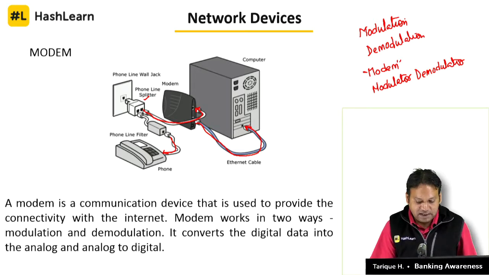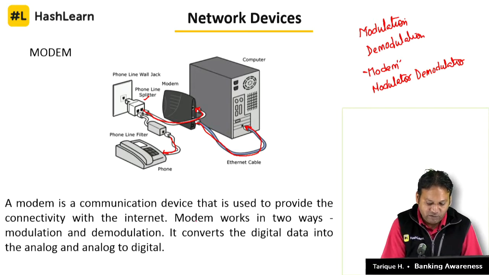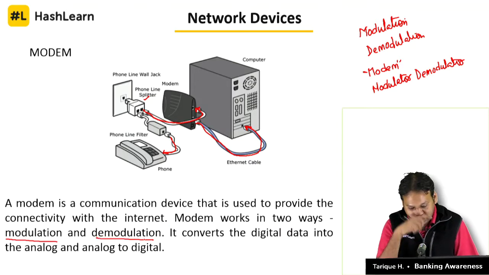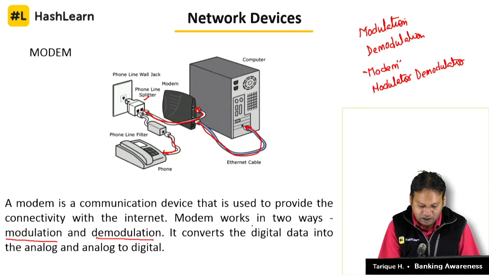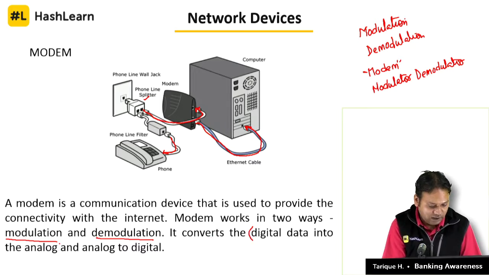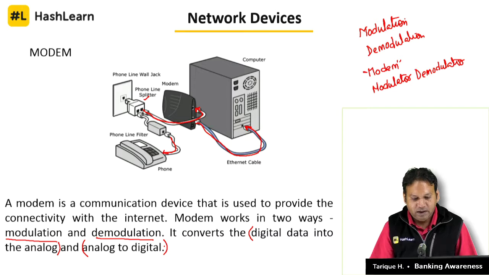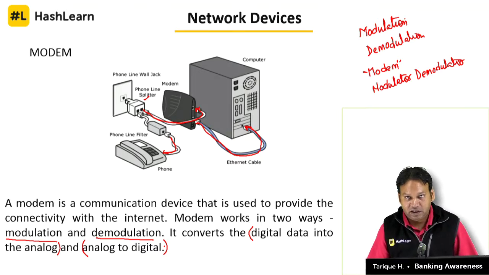A modem is a communication device that is used to provide connectivity with the internet. A modem works in two ways: modulation and demodulation. It converts digital data into analog and analog into digital. So what is the main job of a modem? Convert digital into analog and convert analog into digital. This is what is called modulation and demodulation. Yes, that's a very important device without which you cannot connect to the internet. That is called a modem. Now we can connect the modem to a router, a wireless router, and that wireless router can then be connected to your computer if it has a wireless LAN card inserted in it.